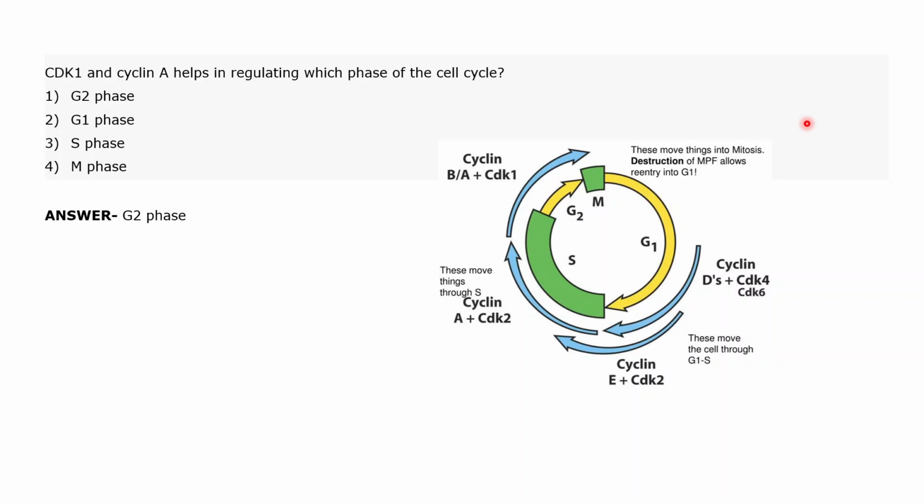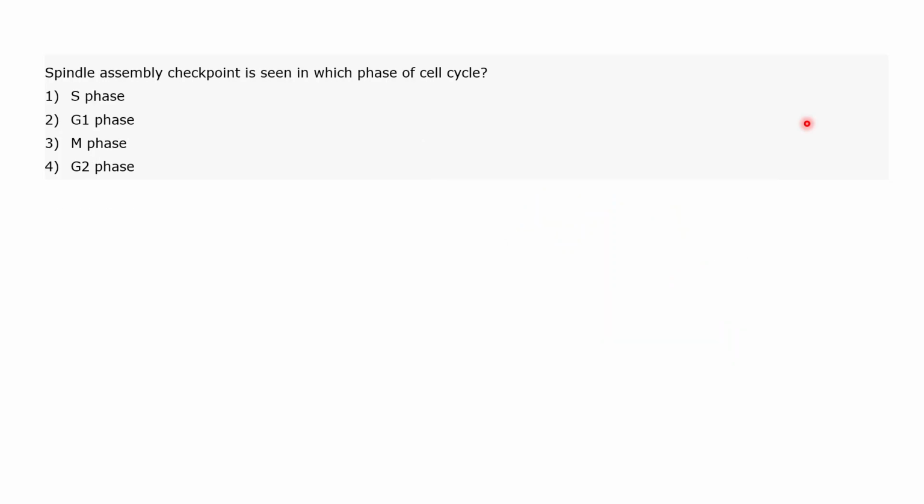Okay, so I think it's clear, right? As there are no doubts, I will just move on to the next question. Coming on to the next question. Spindle assembly checkpoint is seen in which phase of the cell cycle? S phase, G1 phase, M phase or G2 phase? Spindle assembly checkpoint. This is an easy question. Option number 3 I am getting. Anyone else?